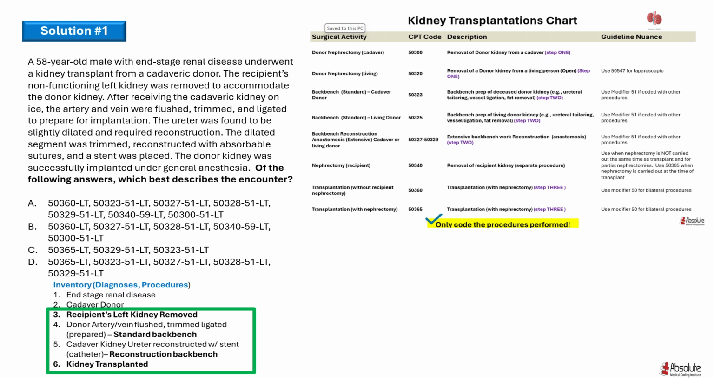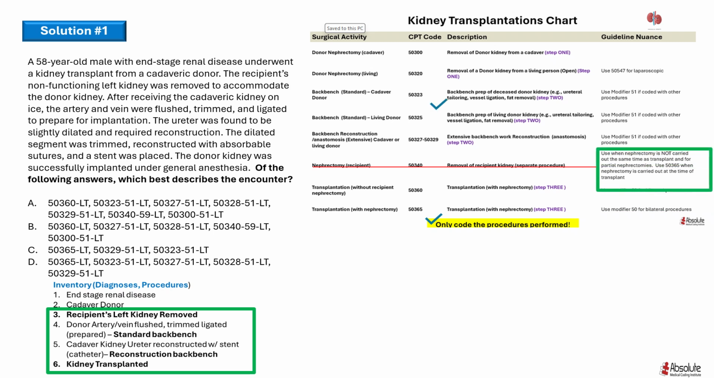But let's continue on this list, this chart. What else are we going to do? Well, we're going to get rid of this nephrectomy recipient code, 50340, because although this is a nephrectomy code, it's bundled. We don't have to code it additionally, right? So we're going to get rid of that. You pretty much use that code when that's the only thing you're coding for, a nephrectomy, not in the setting of a transplantation. So that has to go.